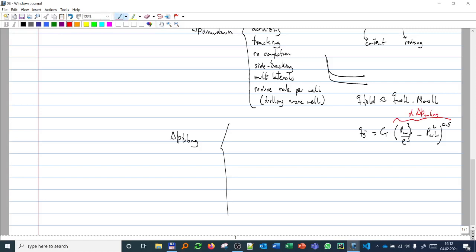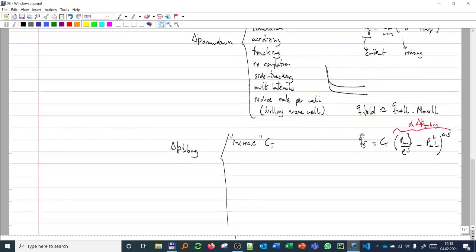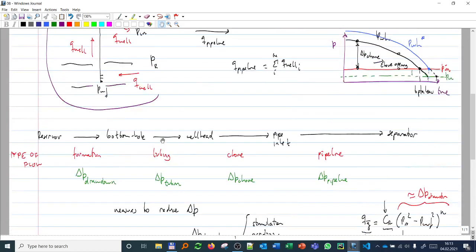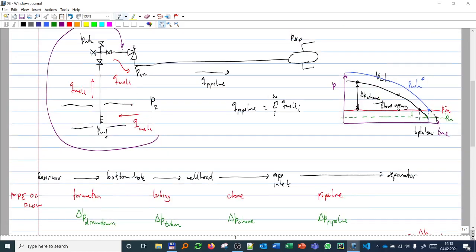Tubing. So if I want to reduce this term, then I either have to reduce that one, which could be done by drilling more wells, or I can also increase CT. So how to increase CT? CT has a lot of things inside, if you remember: a standard condition pressure and temperature, and some things that we cannot change. For example, in a well, we cannot change the true vertical depth, the height difference. We usually cannot change the measured depth, the MD, that much.